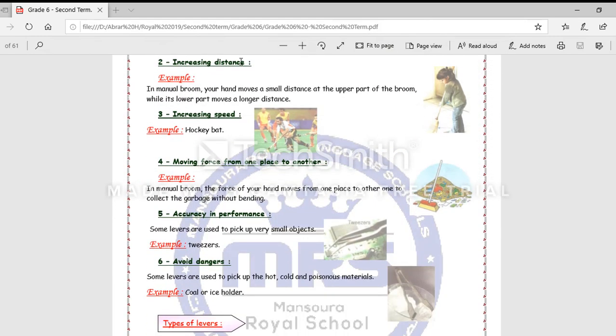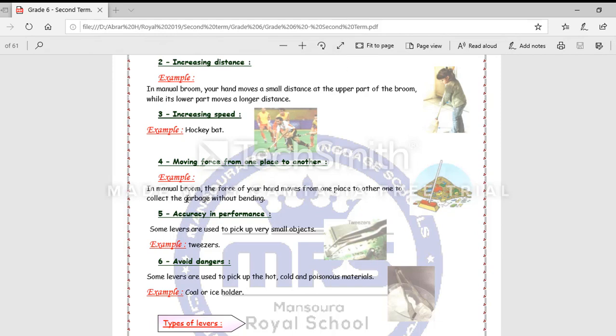The second function of the lever is to increase distance, like in the manual broom. In the manual broom, your hands move a small distance at the upper part of the broom, while its lower part moves a longer distance. So it allows exerting force for a small distance to move an object for a longer distance.